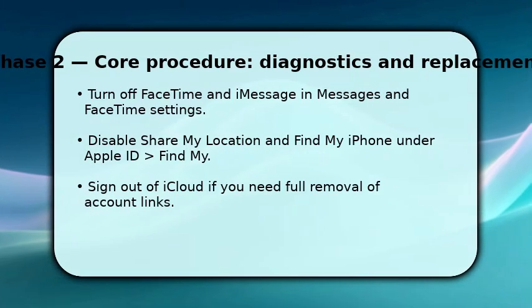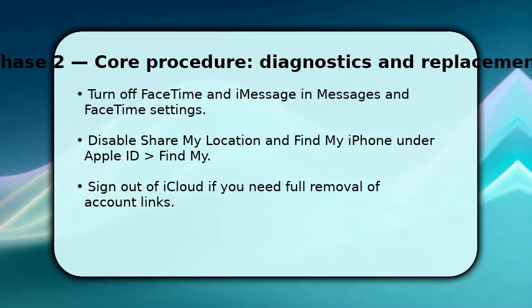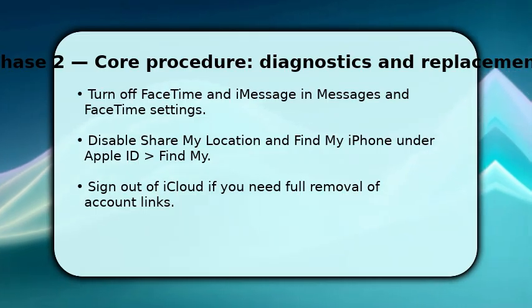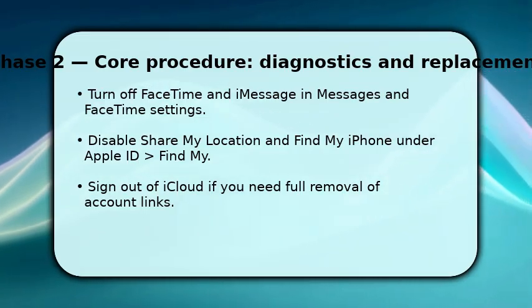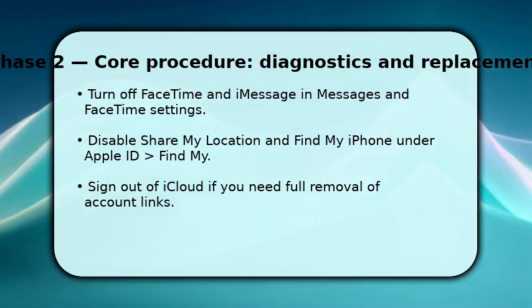You now remove network-based reachability. In Settings Messages, switch off iMessage, then go to FaceTime and toggle it off. Next, tap your Apple ID, choose Find My, and disable Share My Location and Find My iPhone. You must enter your Apple ID password to confirm.